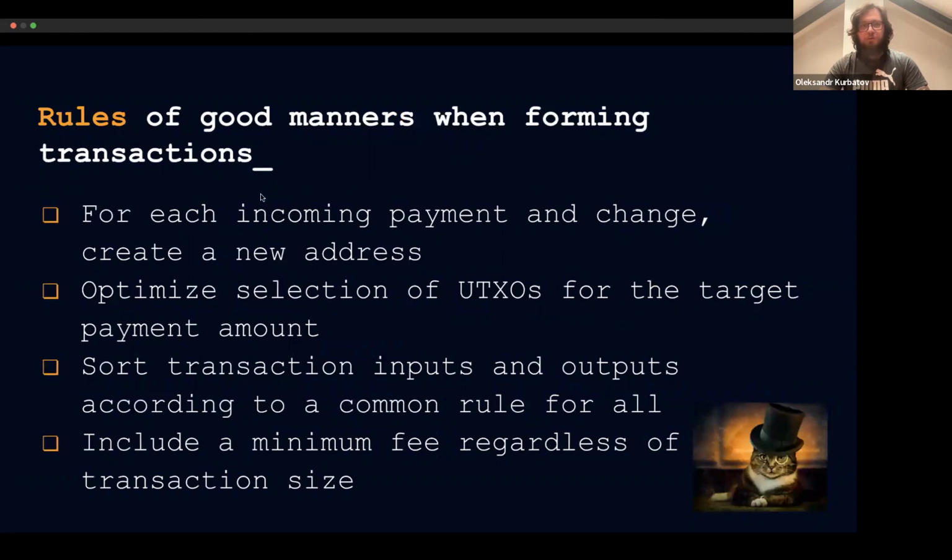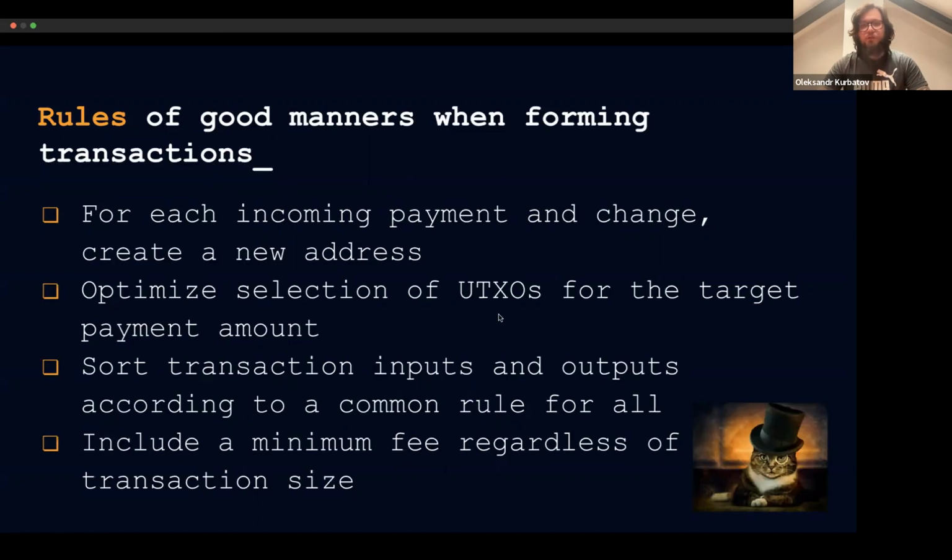And there are a couple of rules of good manners when forming transactions. A well-created Bitcoin wallet supports this feature. If you want to implement your own wallet, you should implement that as well. The first one: for each incoming payment and change, create a new address. Your wallet will keep all these addresses, index them, and display the correct amount of all your funds, etc. But it's better to create a new address for each incoming payment.